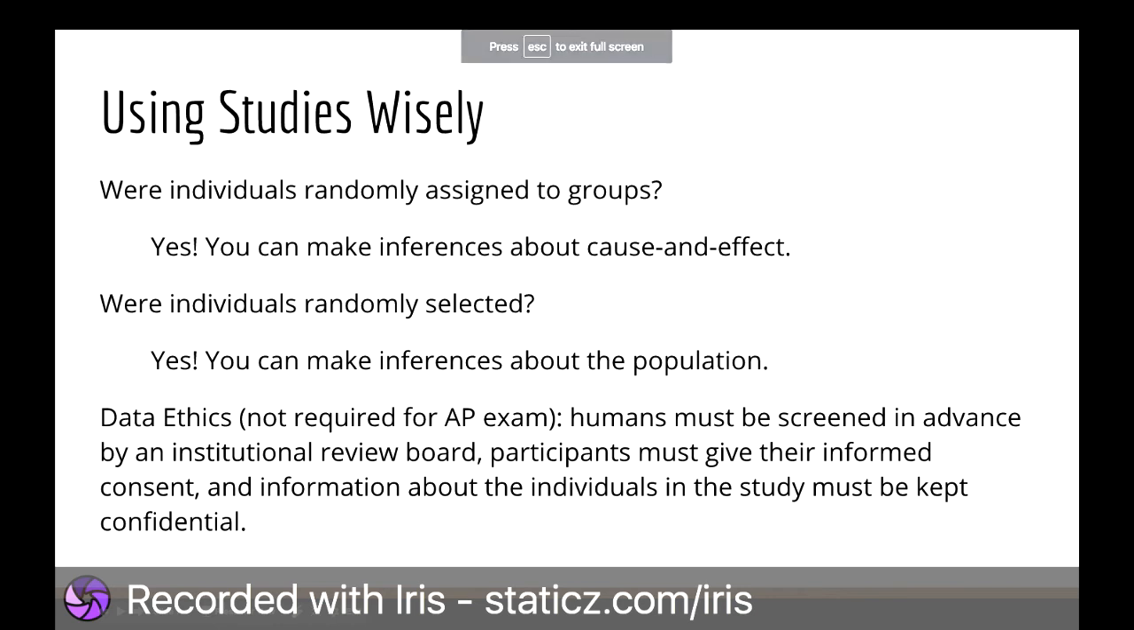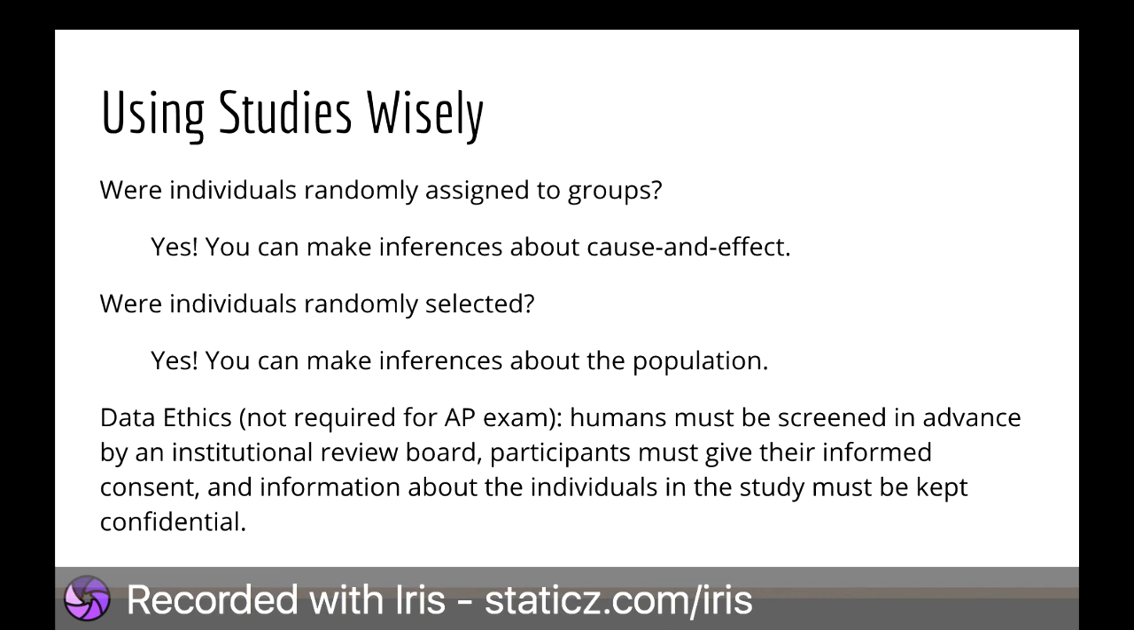Okay, class, let's take a look at a list of essential questions you should ask yourself before conducting your experiment. First, were individuals randomly assigned to each group? Yes! Okay, now you can make inferences about cause and effect. Now, were individuals randomly selected? Yes! You can now make inferences about the population.